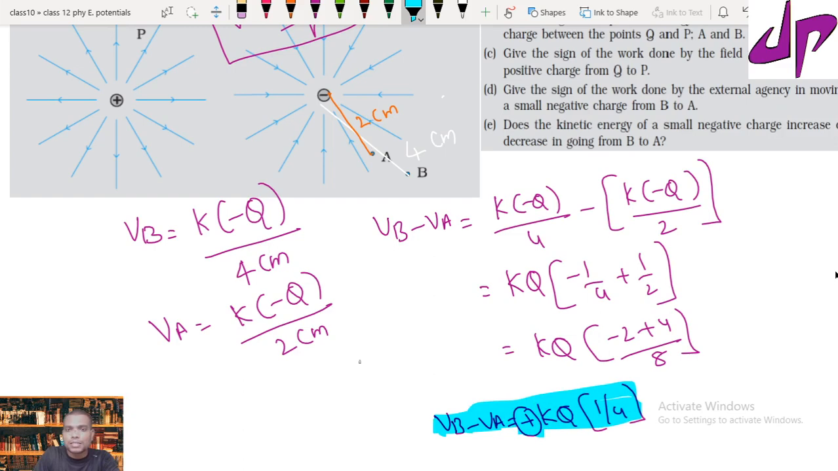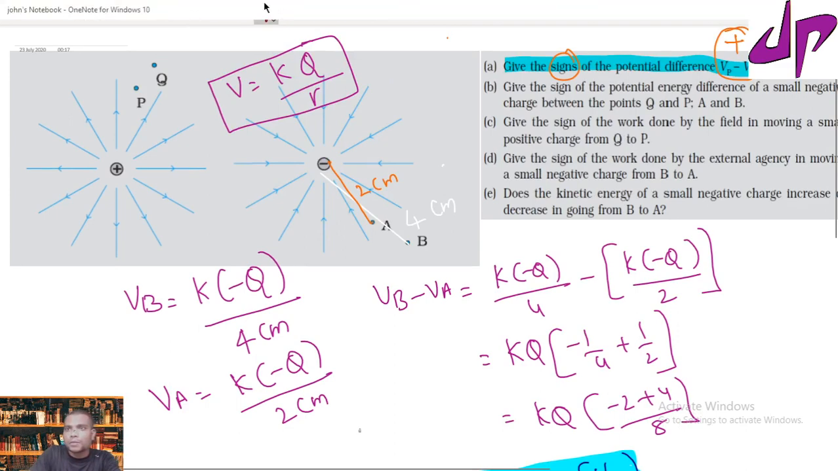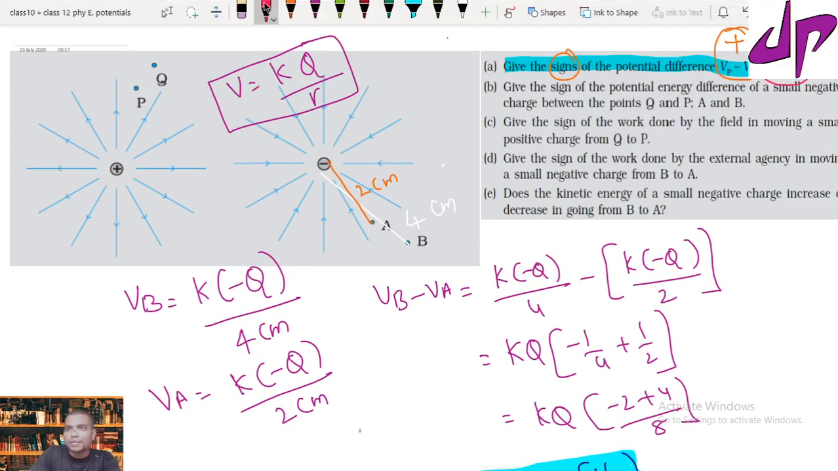So even though it's a negative source charge, the potential difference is what you need to understand. Here the potential difference VB minus VA is positive, and in the earlier case, P to Q, it is also positive. So potential is a scalar, so we need to mind the sign of the source charge and also from which point we are moving.